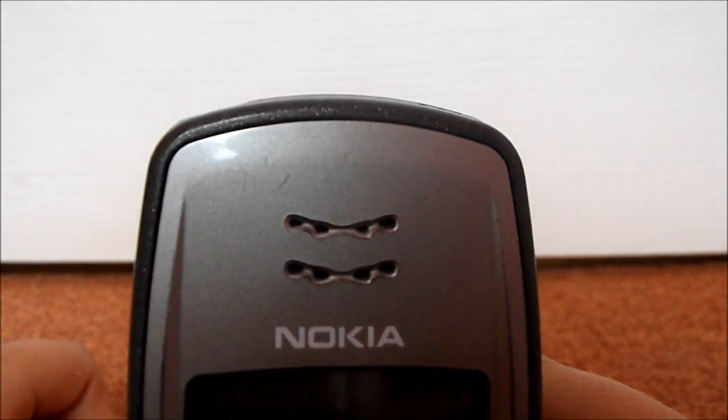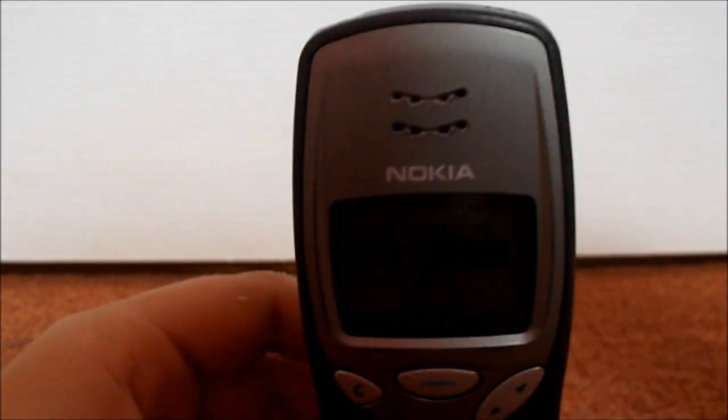This was the first ever phone with a built-in antenna. See, no black antenna at the top. Antenna, I'm not American.